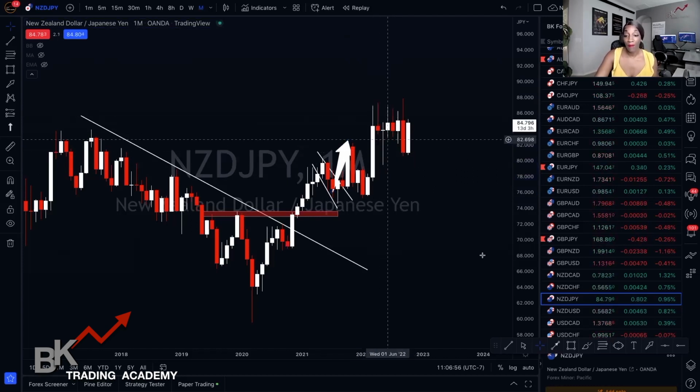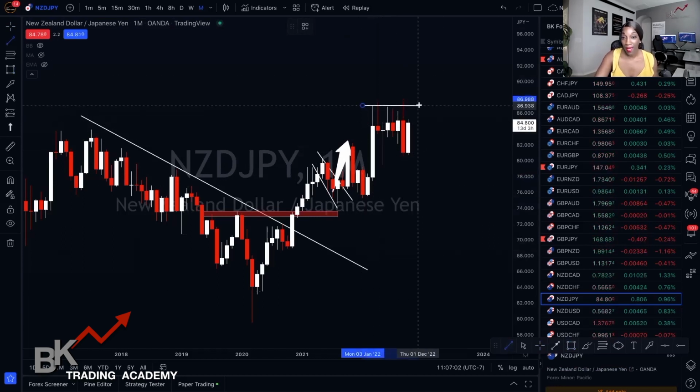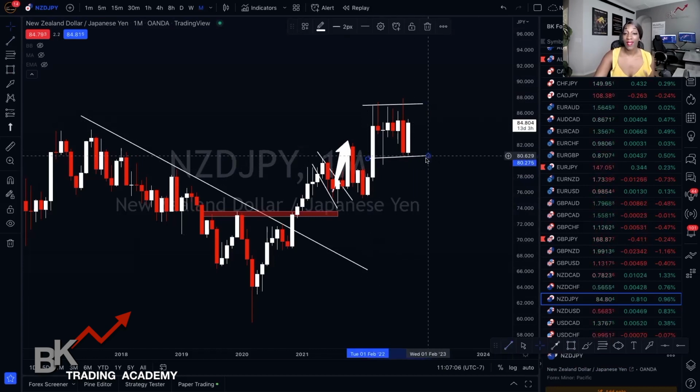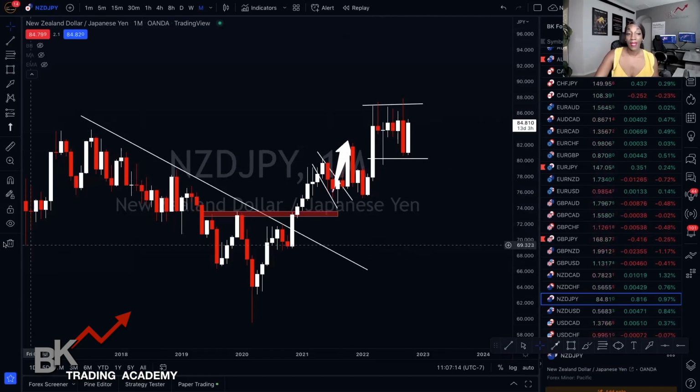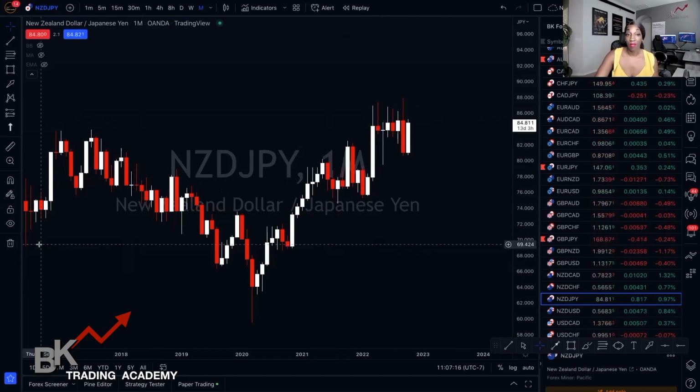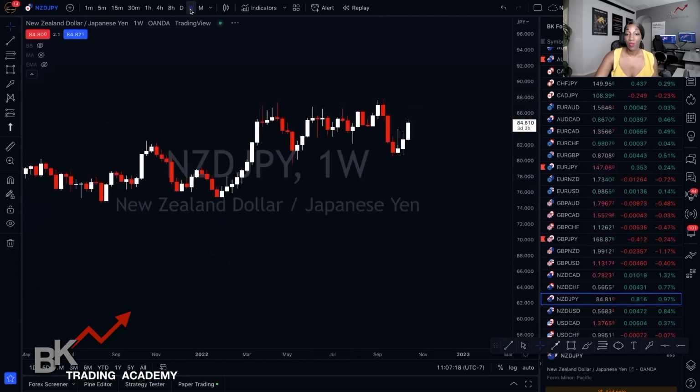Now we've kind of been moving sideways. So we're hovering between this monthly high right here. So here's the monthly high, and here is our monthly low. So based on this monthly time frame, it might make sense that if you are a long-term trader, you would have been buying the market on NZDJPY because it is in a very strong uptrend on the monthly. Now let's continue to drill down.